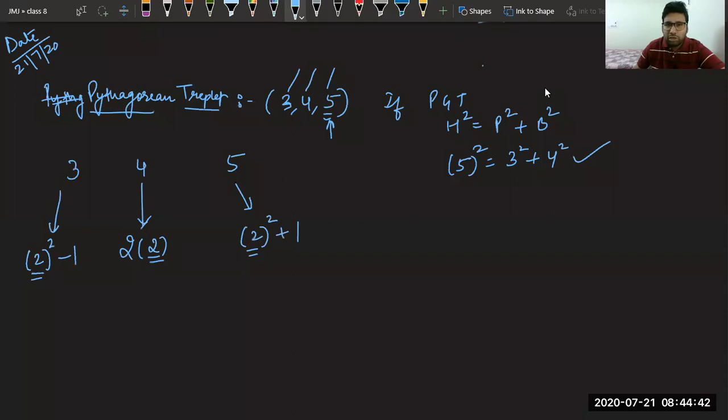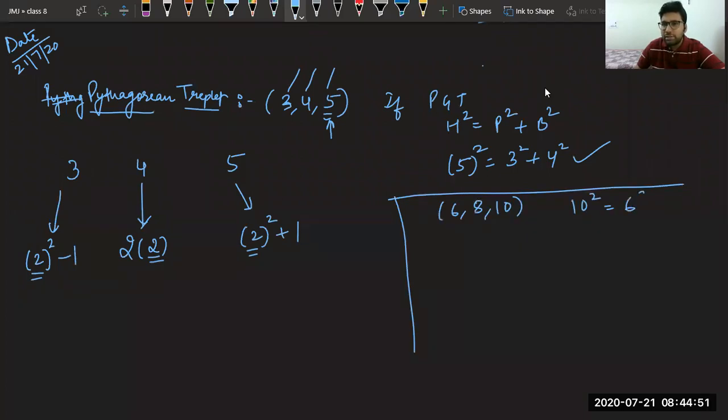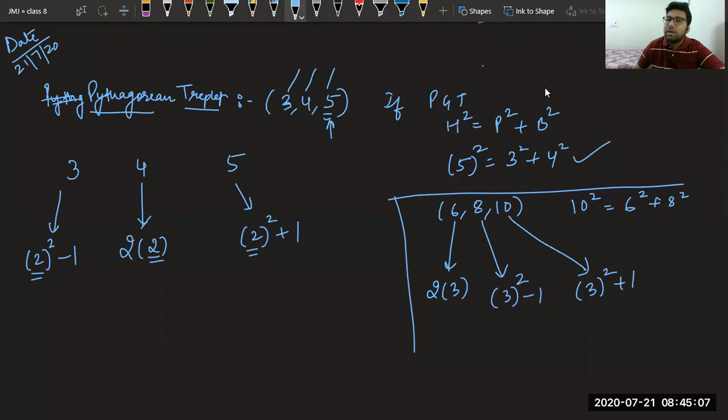Similarly, one more triplet is there, 6, 8, 10. In this case also, 10 square is the same as 6 square plus 8 square. Here, if I write 6 as 2 into 3, 8 as 3 square minus 1, and 10 as 3 square plus 1, I am absolutely correct. Here the common thing is 3, and in the earlier one the common thing is 2.